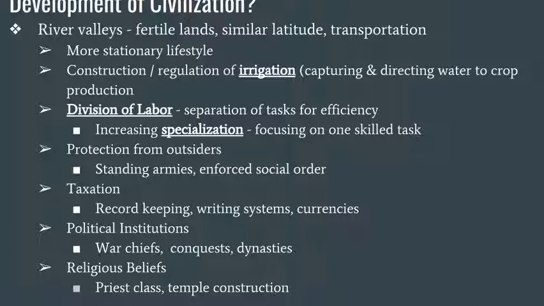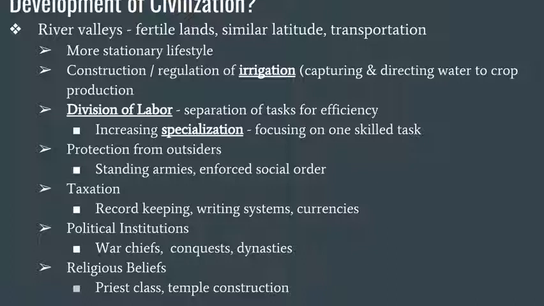You can construct and you can regulate what is called irrigation. Irrigation, a term at the heart of all farming. It's the capturing and directing of water to crop production. If you can divert water from point A to point B, now that becomes a potential area for growing crops. If you live in a river valley, you constantly have a flow of water, and it just becomes a matter of digging those ditches or canals and maximizing your food production.